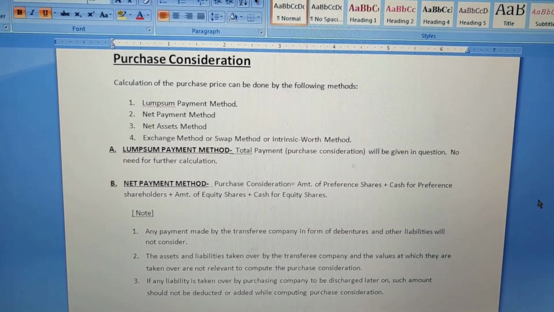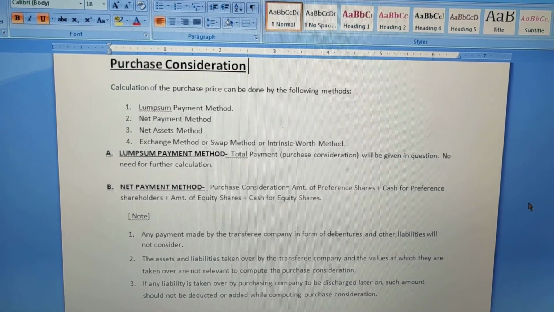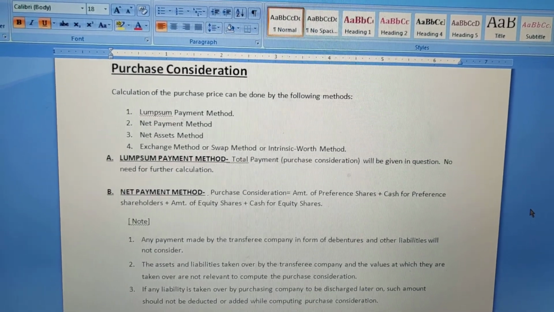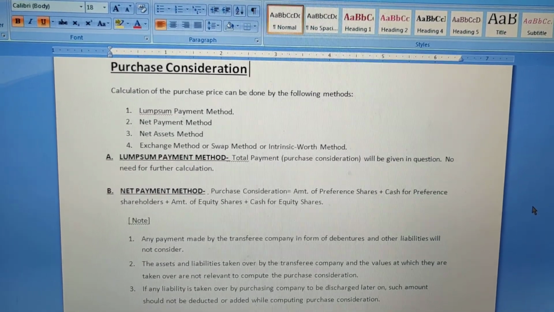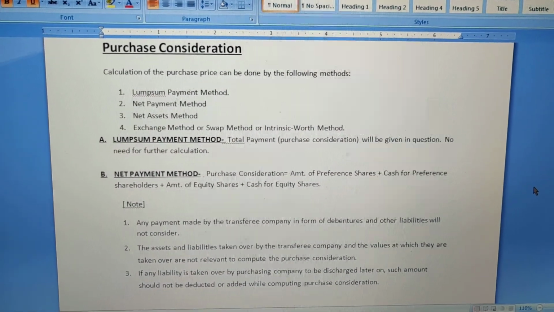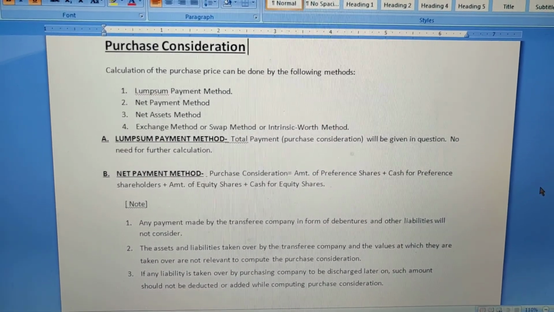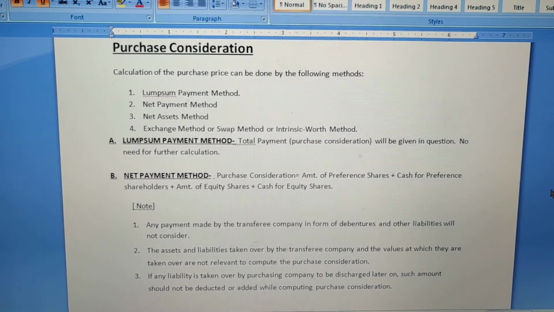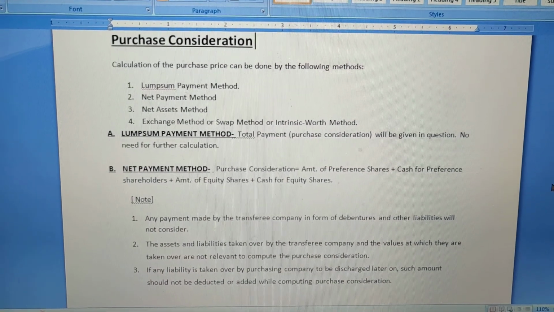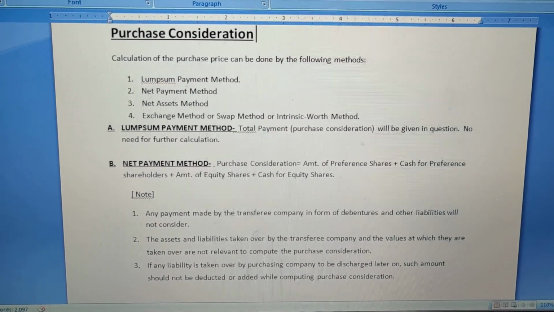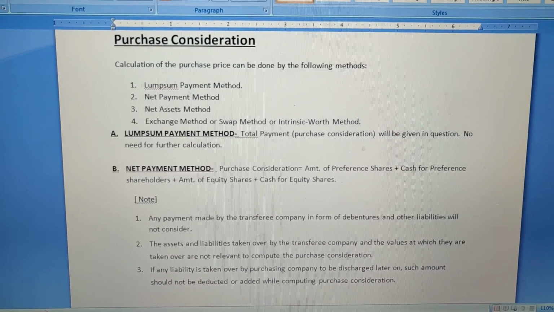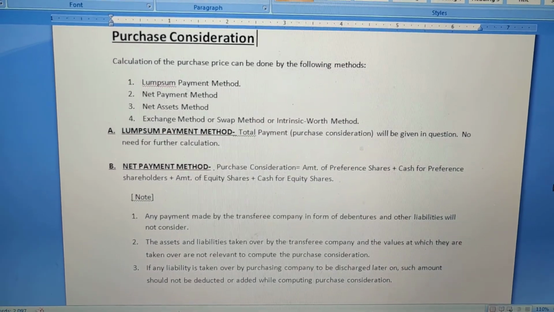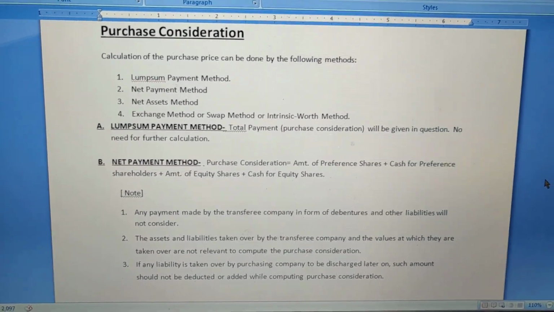As we have discussed, what is purchase consideration? It is something the transferee company gives in return for the assets and liabilities of the transferor company. The purchasing company takes over all the assets and liabilities of the vendor company, and they are giving something in return. What can they give? The equity shares, the preference shares, cash to equity shareholders, and cash to preference shareholders. They can give these as a purchase consideration.